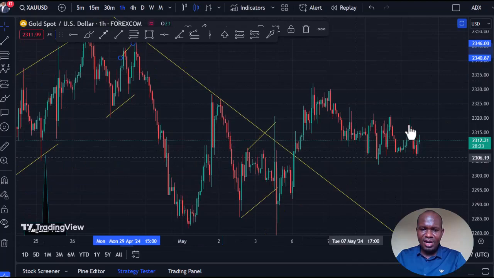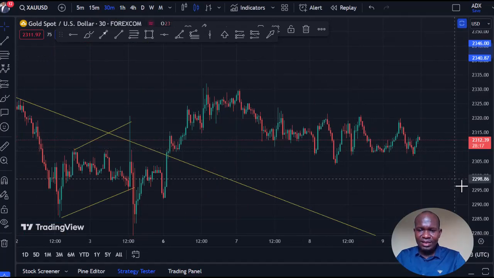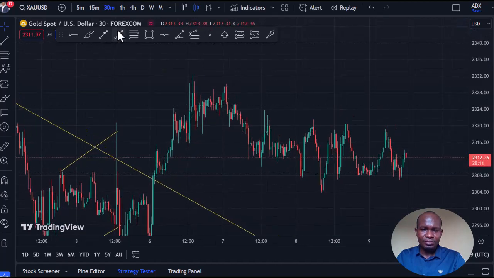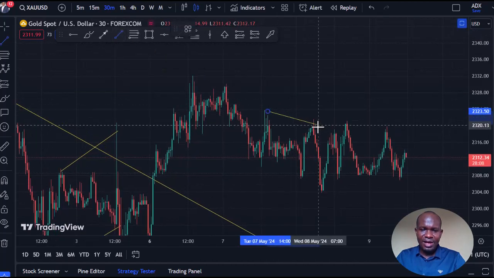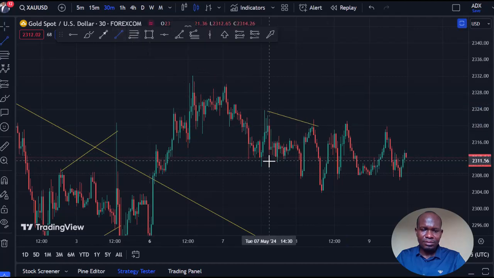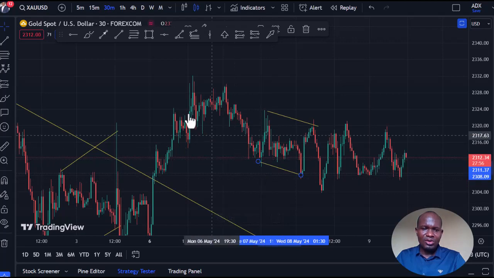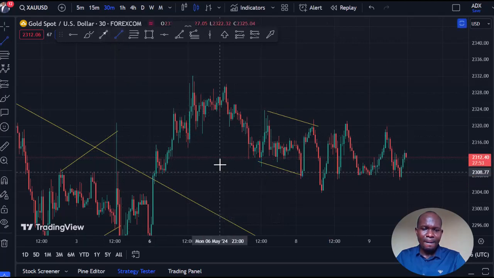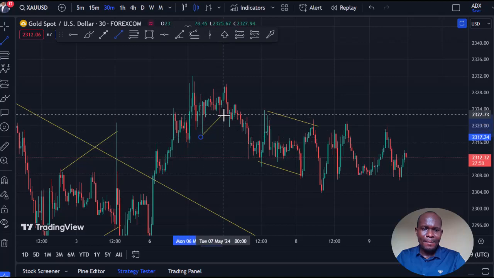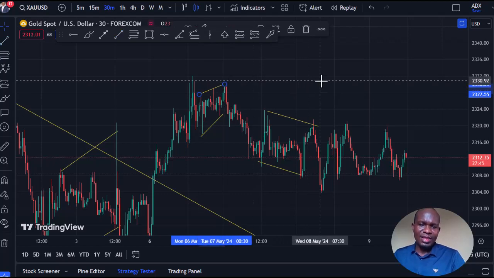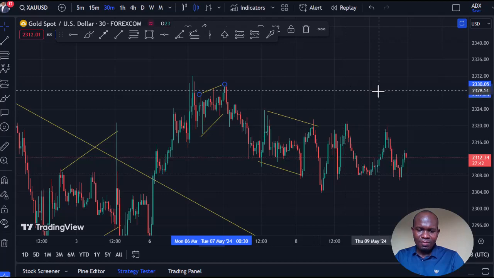Even though I can see some, that will be training. So let's go back to 30 minutes. From 30 minutes, you can go to 15 minutes. From 30 minutes here, we can see a clear running flat here. You can see a clear running flat. All right, and also there is a regular flat. I think we have actually marked some of this.